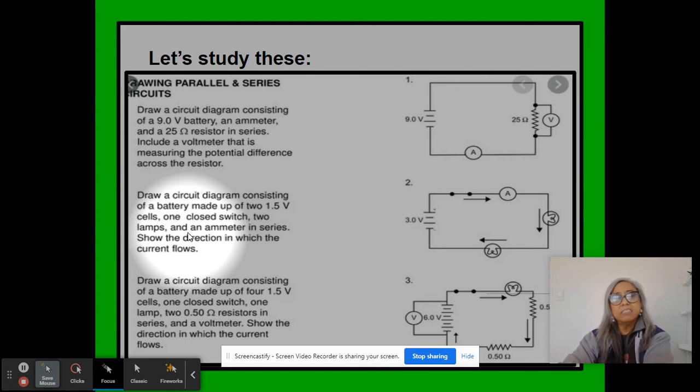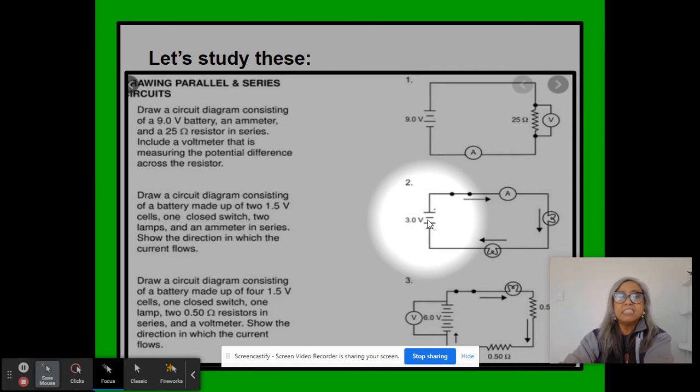Or this one, if you're asked to draw a circuit diagram consisting of a battery made of two 1.5 volt cells. So that would be a cell, right? And here it is just one after the other. One closed switch, I just have it as two dots there. What else do we have here? Two lamps. A lamp is a bulb, a source of light. So two lamps and an ammeter in series. So ammeter again in series. So this is just one loop.